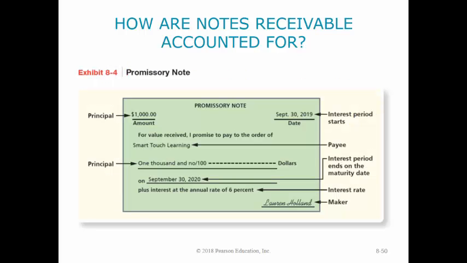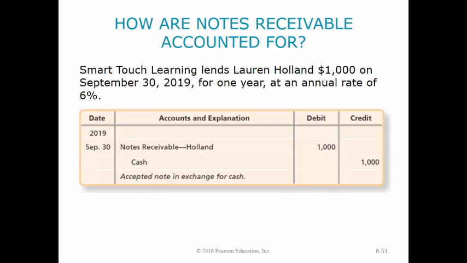In order for a note receivable to be enforceable, it must be evidenced by a signed promissory note. The note must have 4 primary components. The principal amount must be stated on the face of the promissory note. The interest period must be identified. The interest rate must be identified. The promissory note must be signed by the maker. On September 30th, Smart Touch Learning loaned $1,000 to Lauren Holland for 1 year at 6% annual interest. Smart Touch Learning records a debit to notes receivable and a credit to cash for $1,000.